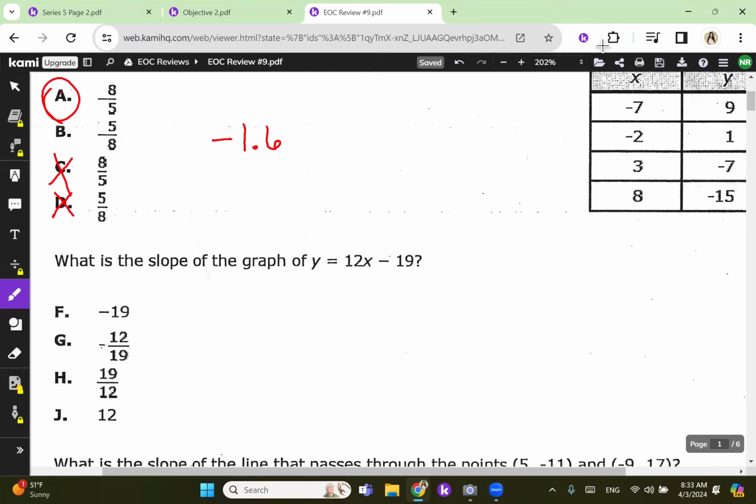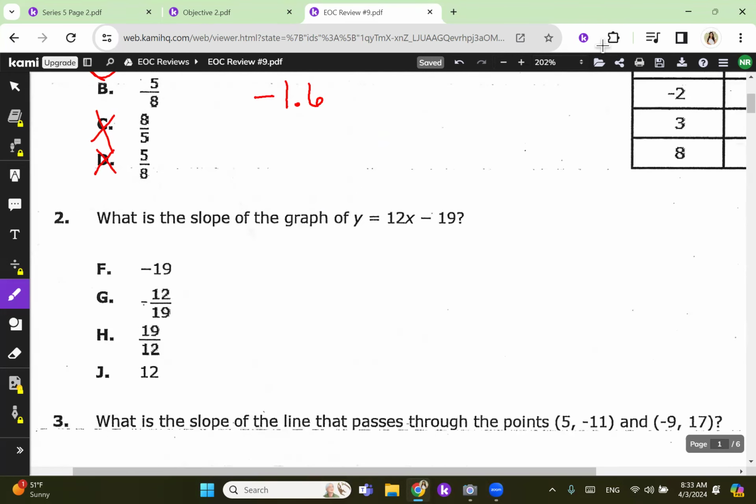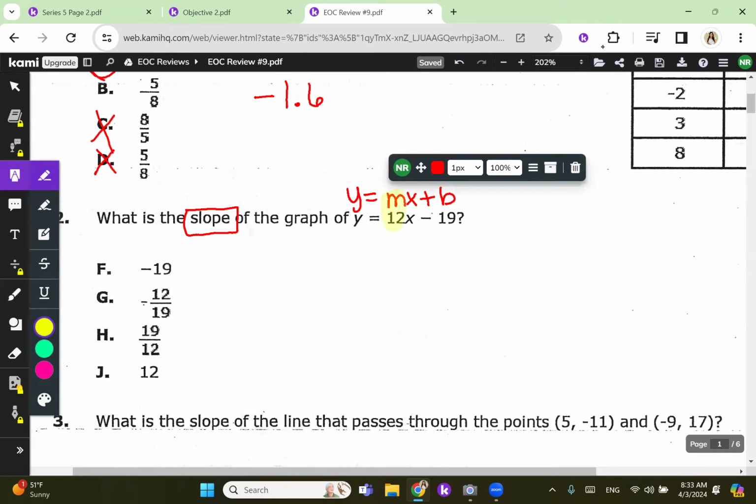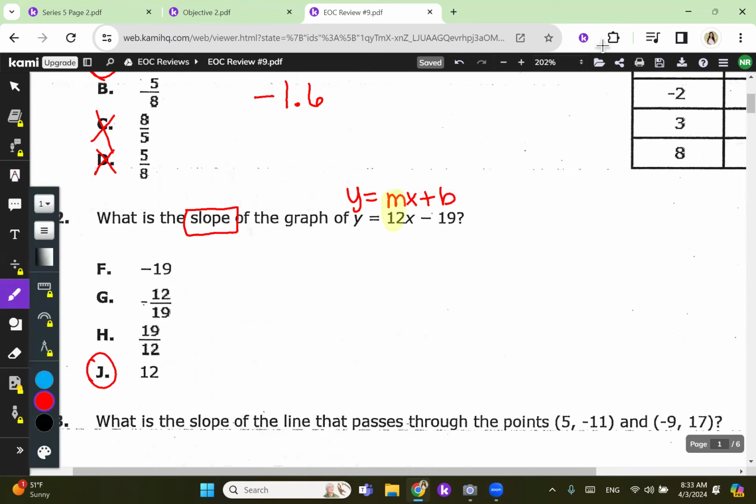Now, believe it or not, number 2, these are all previous STAR test questions. This one was on a STAR test and I couldn't believe it because it was just that easy. What is the slope of the graph? This equation is written in what? Slope-intercept form. What is slope-intercept form? So what's the slope? 12. But Squishy got it wrong.